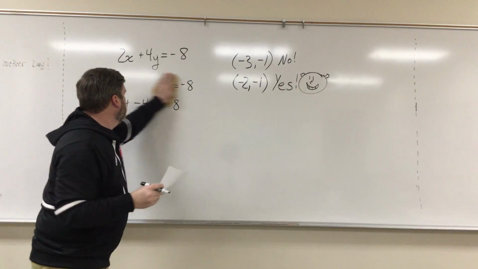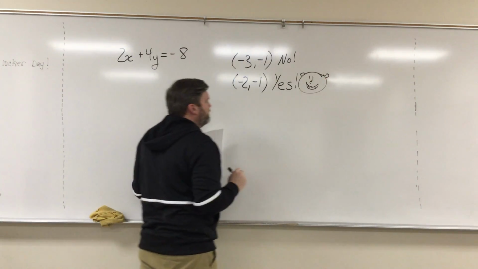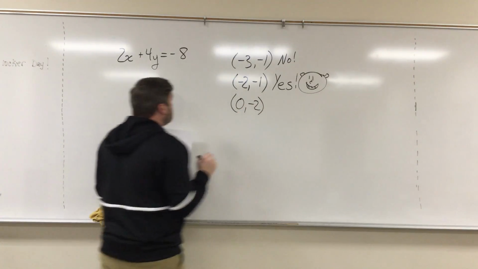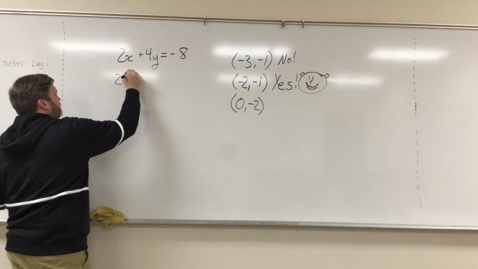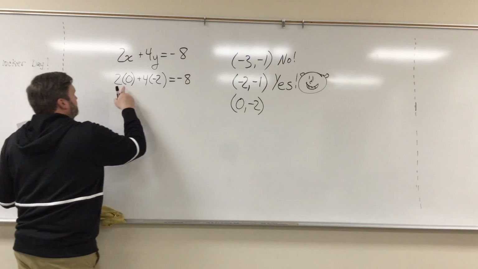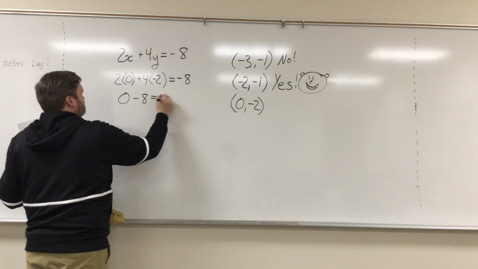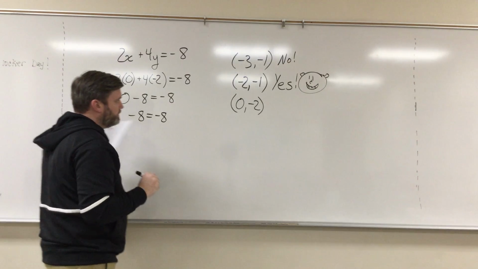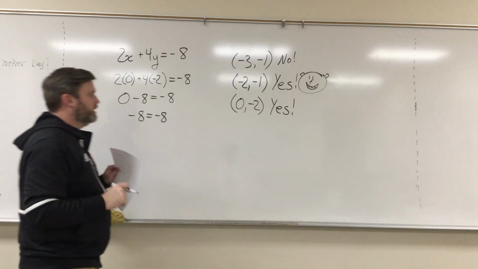All right, let's try 0, negative 2. So x is 0 and y is negative 2. So that's going to be 2 times 0 plus 4 times negative 2 equals negative 8. 2 times 0 is 0. 4 times negative 2 is negative 8. 0 minus negative 8 is negative 8. So we get negative 8 is negative 8. So yes, this one is also on the line.